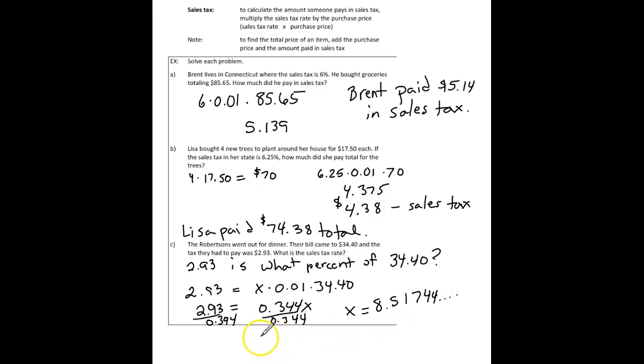So we can say the sales tax rate was 8.52%. We'll just go ahead and round it to 2 decimal places there. Okay, so this is how we work with sales tax when we're dealing with percent problems. We'll see you in the next video.